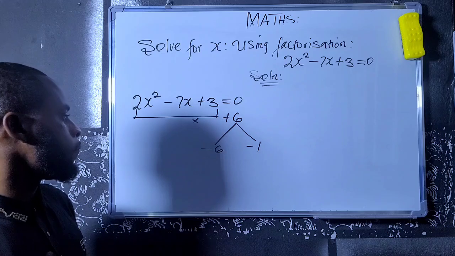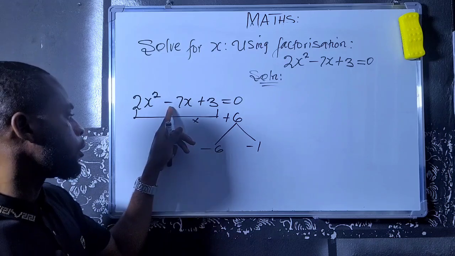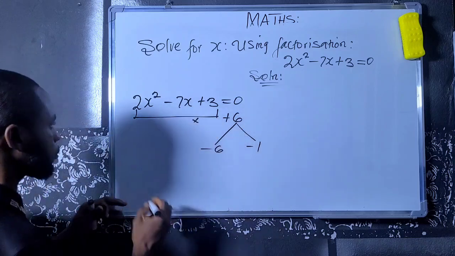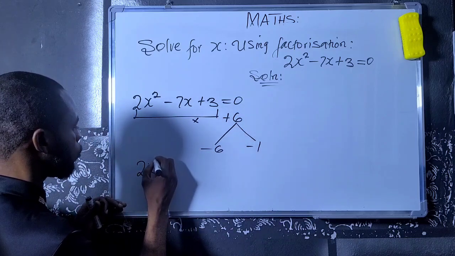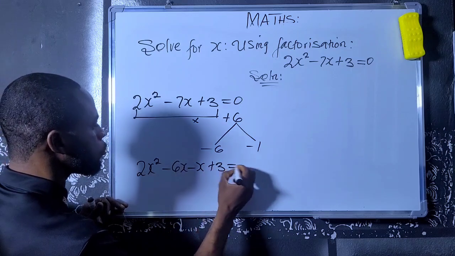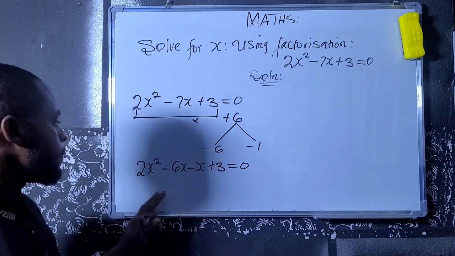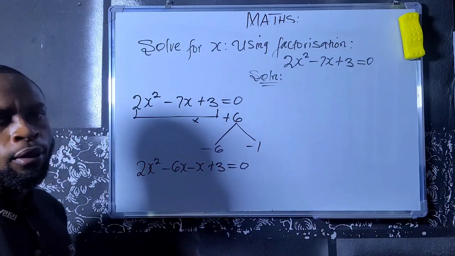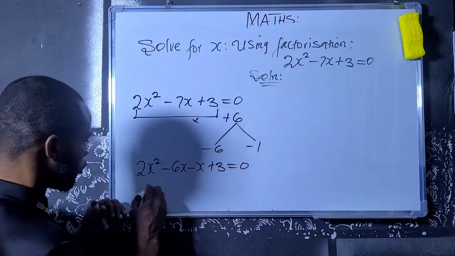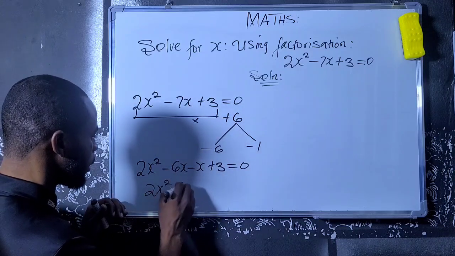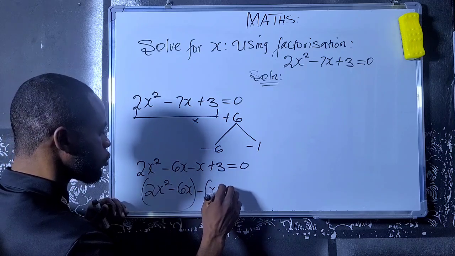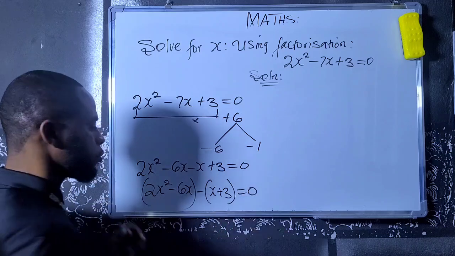Now the next step, I'm going to replace minus 7 by the sum of these 2 factors, and the equation becomes 2x squared minus 6x minus x plus 3 equals 0. Now, I'm going to factor the left-hand side expression by grouping. Therefore, I'm going to have here 2x squared minus 6x minus into x plus 3 equals 0.